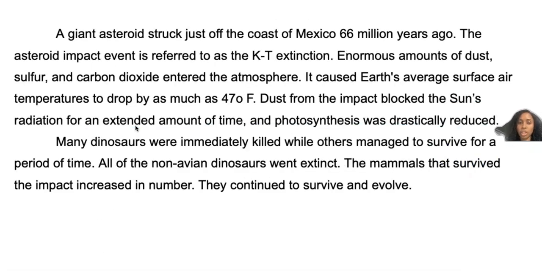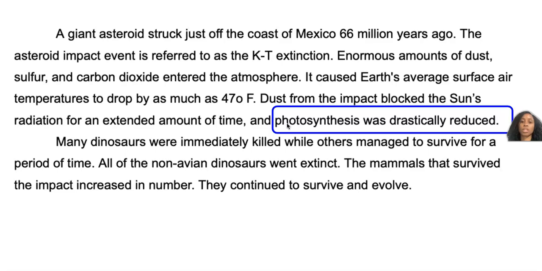Now I'm going to continue reading, keeping in mind what is making some better for their environment, what's causing some to live, what's causing some to die. The next thing that stood out to me was this sentence here: photosynthesis drastically reduced. So remember, photosynthesis is plants getting energy from the sun. If plants are dying because photosynthesis is being reduced or decreasing, that means there is less food for animals that eat plants. So they're starting to die out.